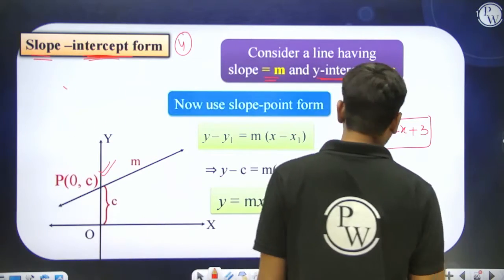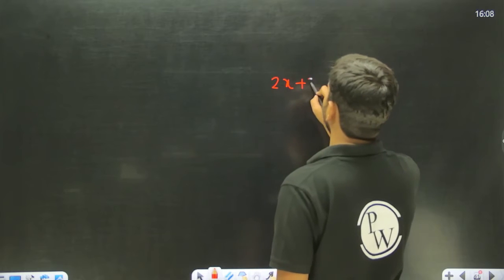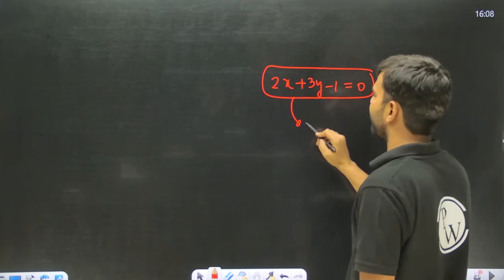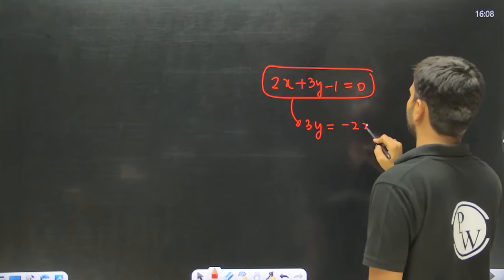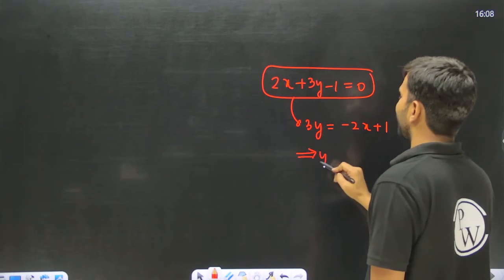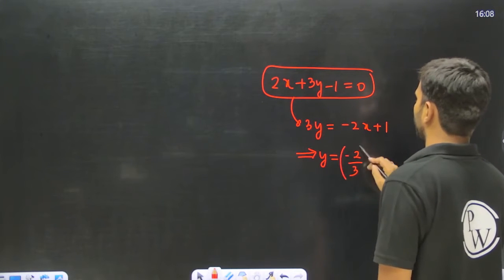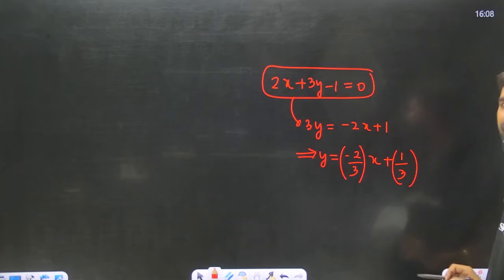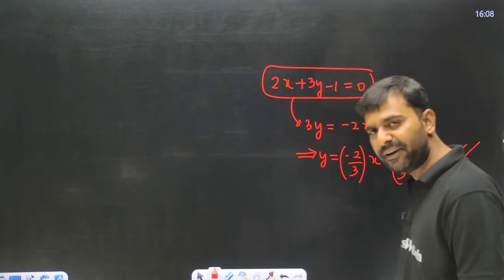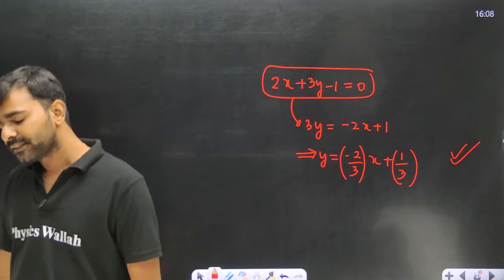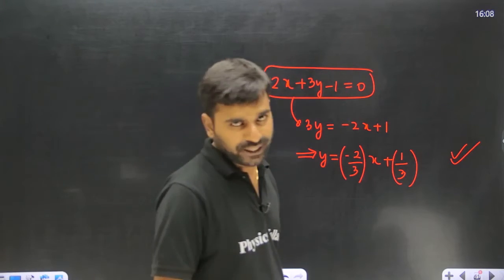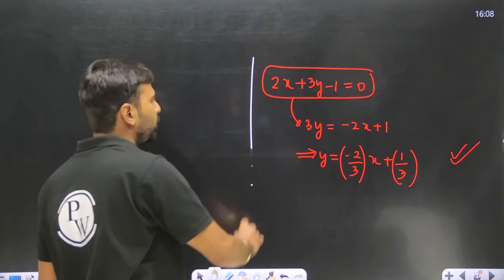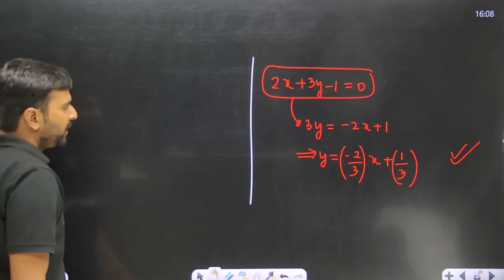If any line is given to me like this, let's say 2x plus 3y minus 1 equal to 0, this is the general form of a straight line. I can write it down like this, 3y equals minus 2x plus 1, then I can further rewrite it as y equal to minus 2 by 3 times x plus 1 by 3. So over here this line is now in the form y equal to mx plus c, so the slope can be taken as minus 2 by 3 and the y intercept is 1 by 3. So any general line can also be represented in slope intercept form.